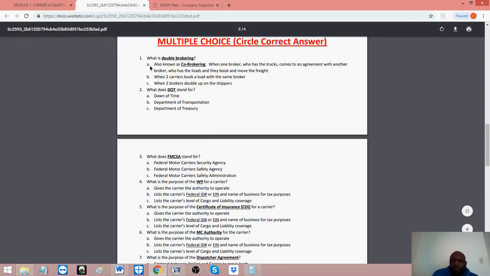Okay, so number 1, what is double brokering? A, also known as co-brokering, when one broker who has the trucks comes to an agreement with another broker who has the loads and they book and move the freight. B, when two carriers book a load with the same broker. Or C, when two brokers double up on the shippers.